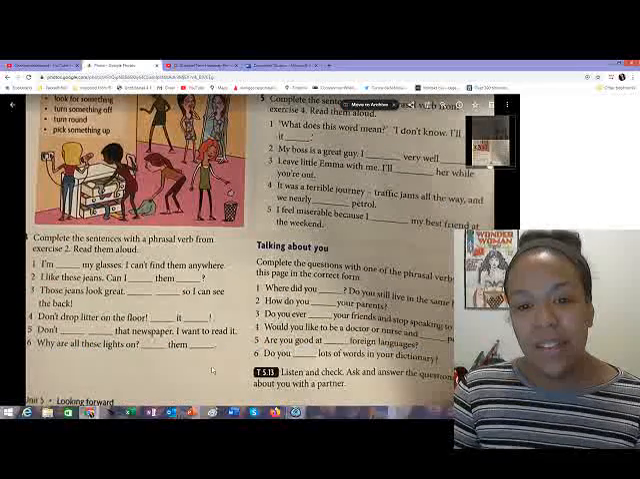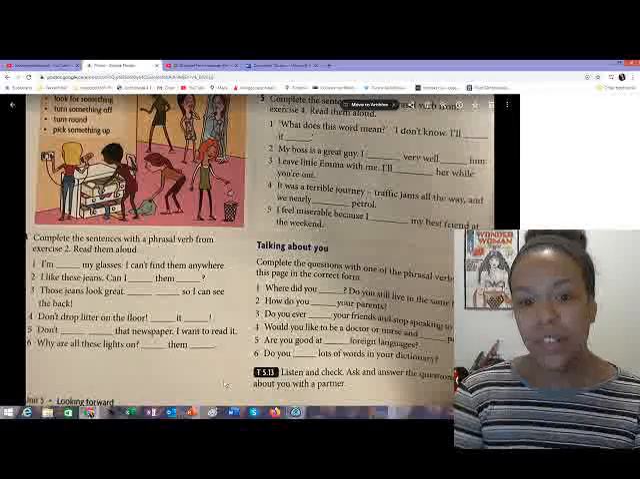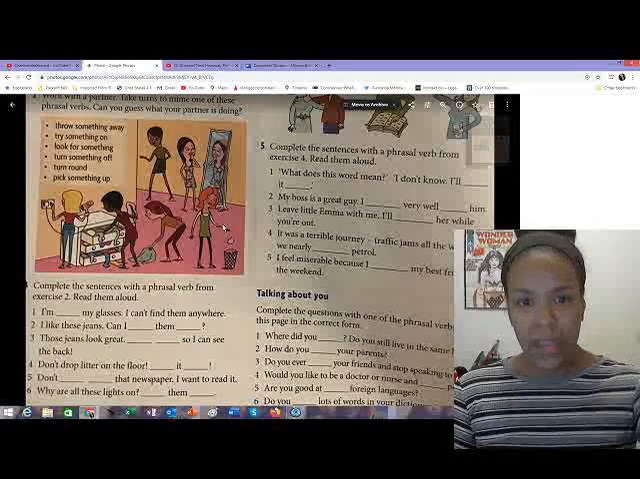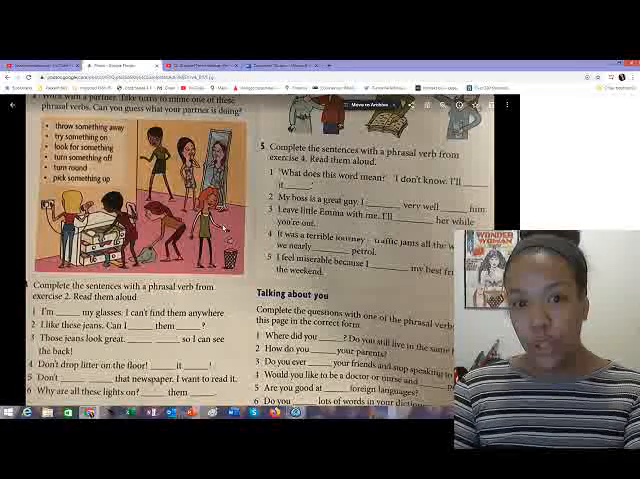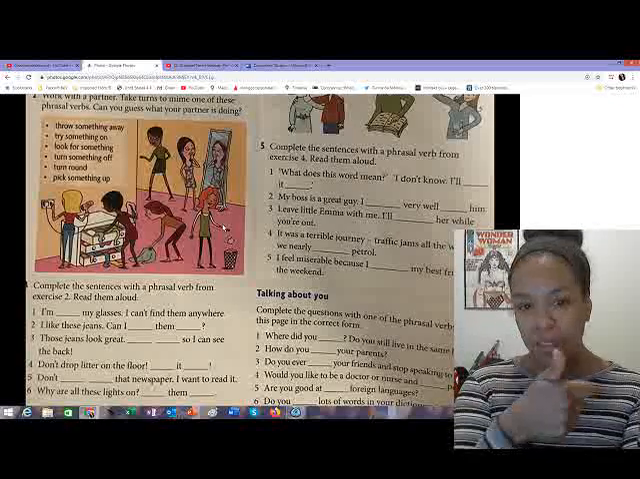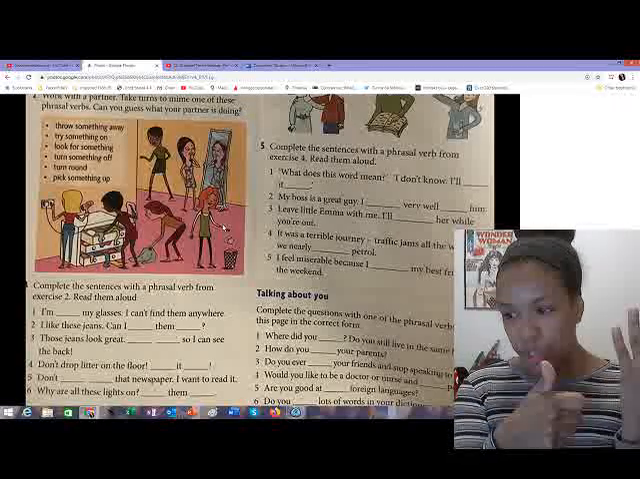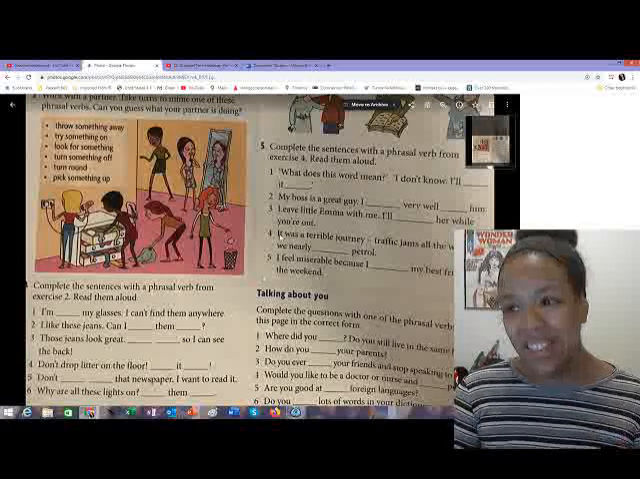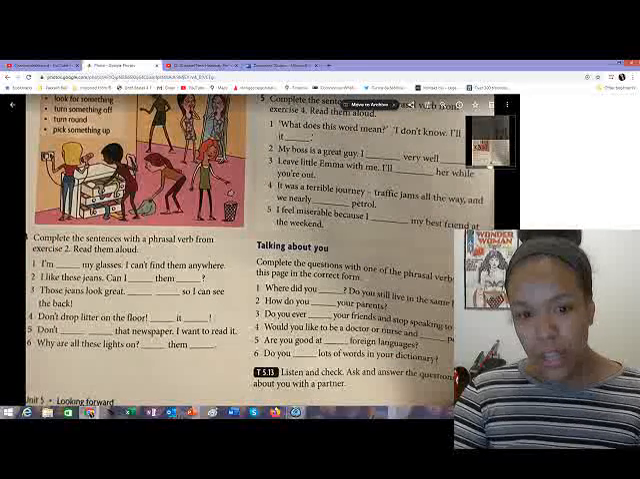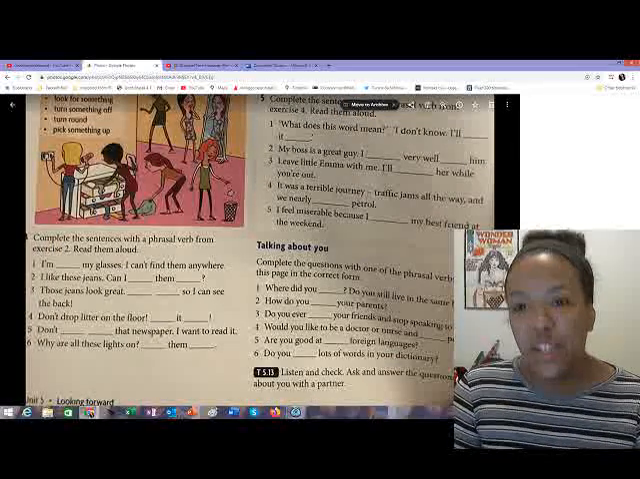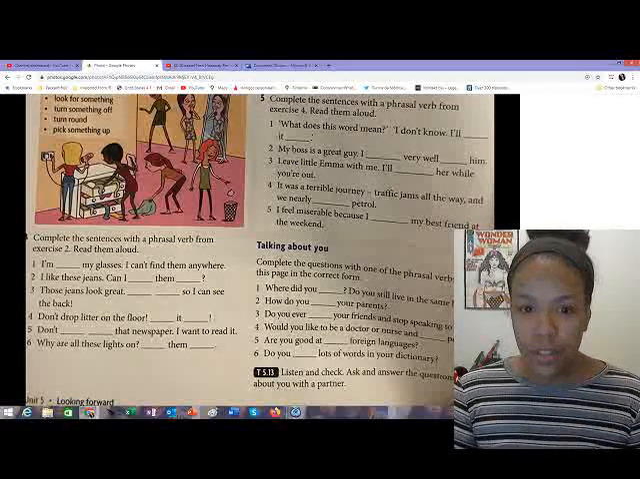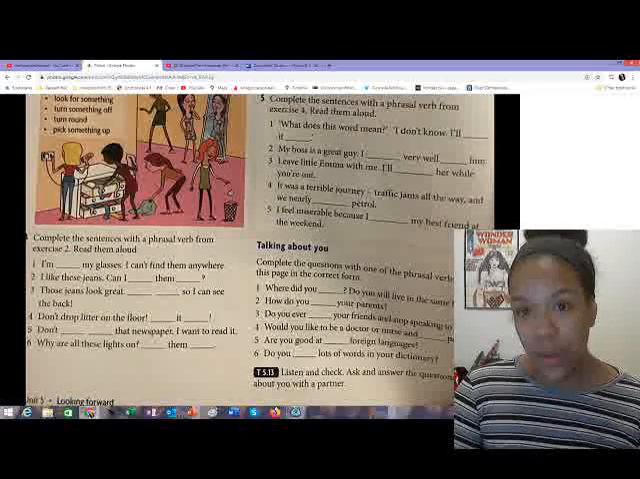Complete the sentences with a phrasal verb from exercise 2. So now you have the list. Throw something away, try something on, look for something, turn something off, turn around, pick something up. You have 6 options and you have 6 sentences. You're going to complete each sentence with one of those phrasal verbs.